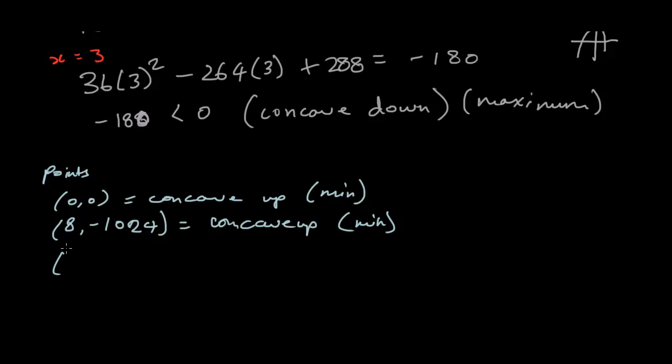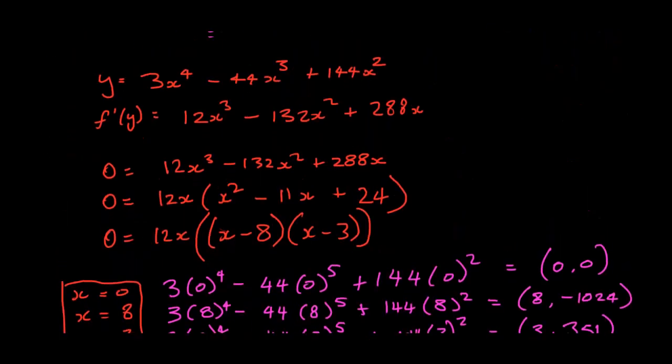And then after that, we have 3, 351, which is concave down, which is a max. Okay, awesome. Now we've got these three points, and let's see if we can find the inflection points, which is our next step. Have a look here.